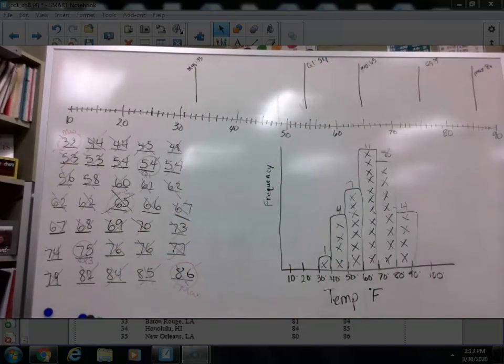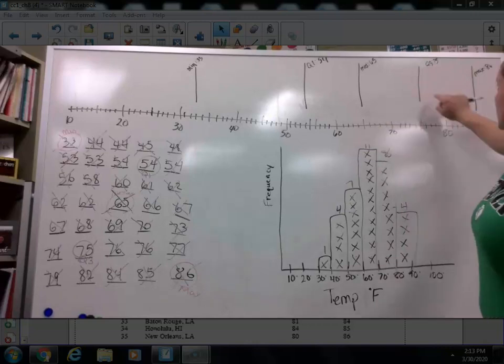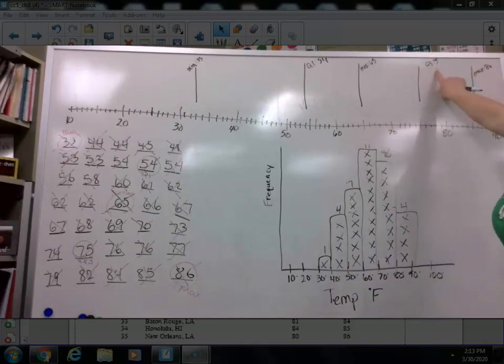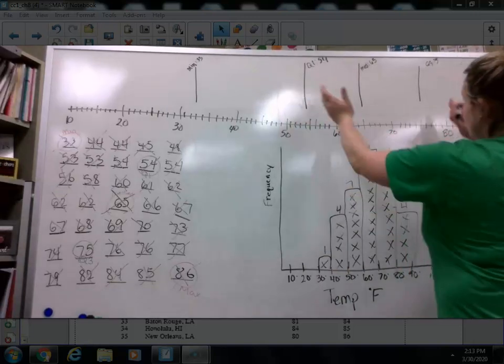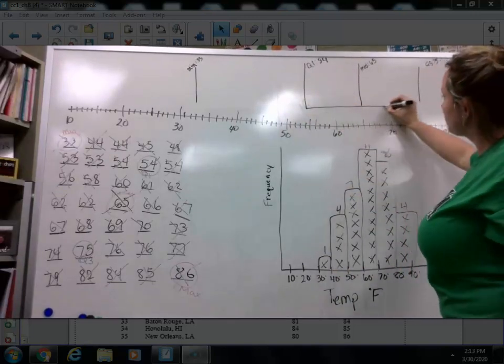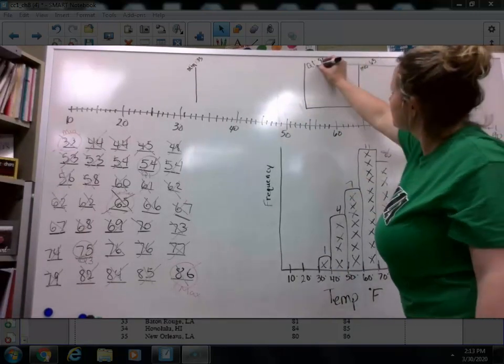So I went ahead and drew our line for Q3, or third quartile, and I drew it at 75. Now you guys are going to go ahead and make your box. Remember, that's connecting Q1 to Q3. Also remember that's 50% of your data.